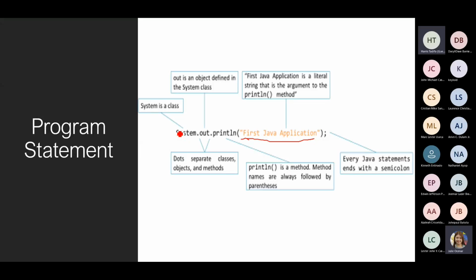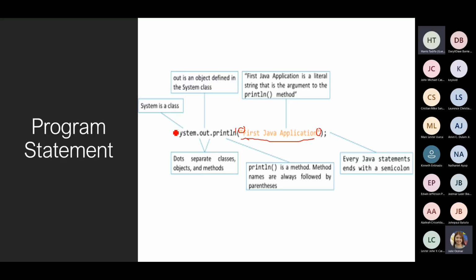So again, any literal string in Java appears between double quotation. Okay? Huwag niyong kalimutan itong double quotation na yan. All literal strings appear between double quotation always. Okay? So the string first Java application appears within the parenthesis because it is an argument to a method. And arguments to a method always appear within parenthesis.